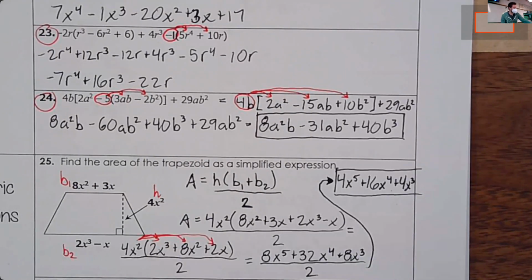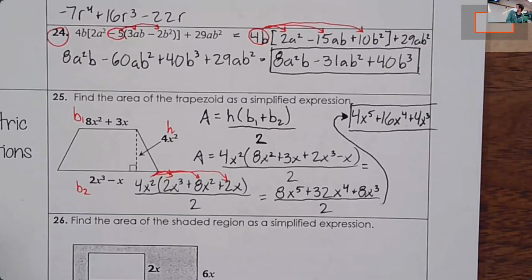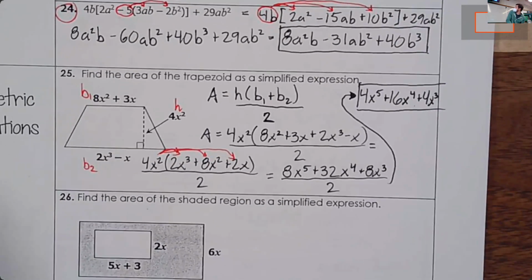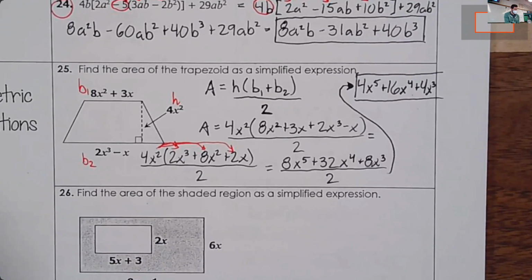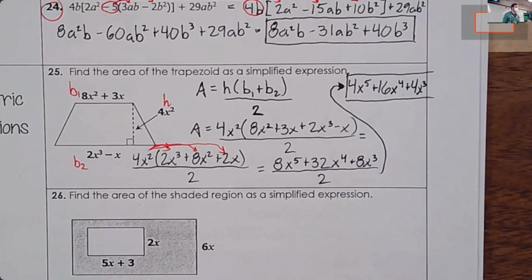Okay, last question. Here we go. 26. Find the area of the shaded region as a simplified expression. So the shaded region is the gray part. We just want to find the area of the gray part. Does anybody have any ideas about how to start this problem? Like what has to happen? Like if I want to know just the area of the shaded part, what's going to be a way to figure that out?